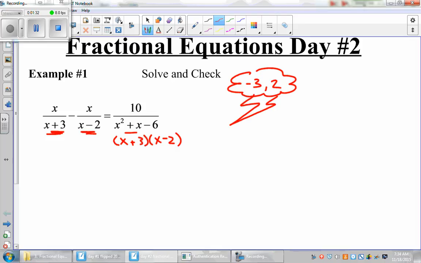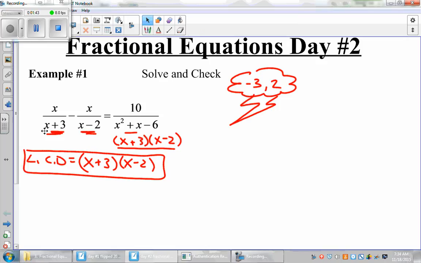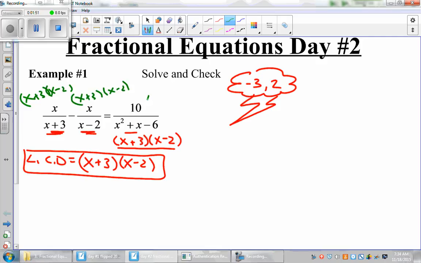So, now let's find our common denominator, which is this. I always write LCD, x plus 3, x minus 2. I'm going to multiply every fraction by that: x plus 3, x minus 2. First fraction, the x plus 3's cancel, so I have x times x minus 2. The second one, the x minus 2's cancel.